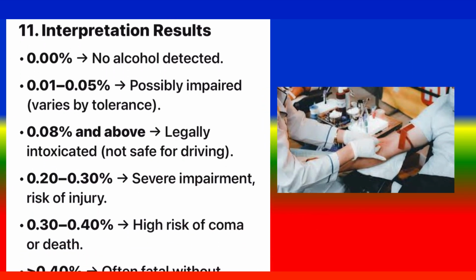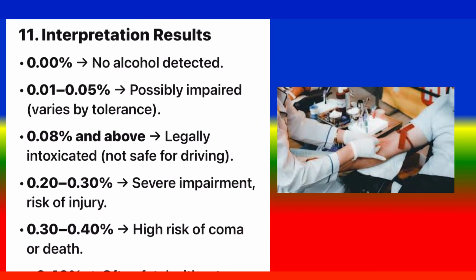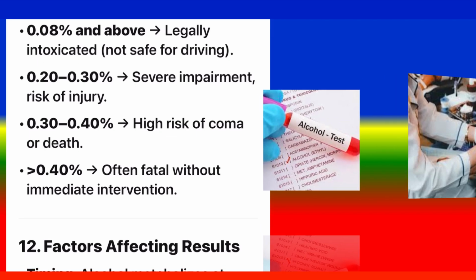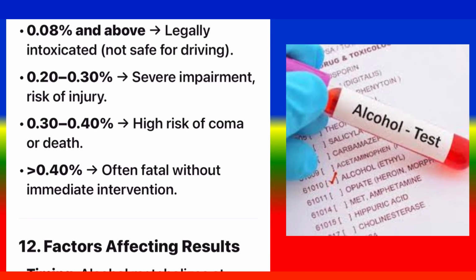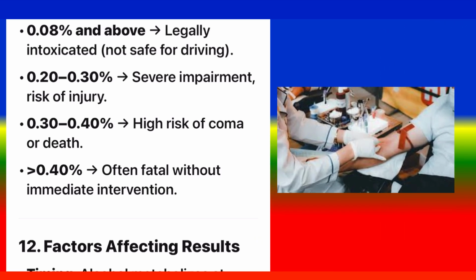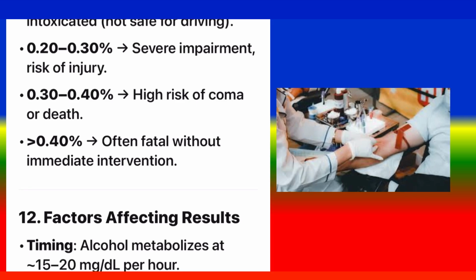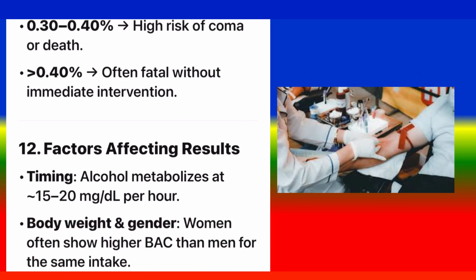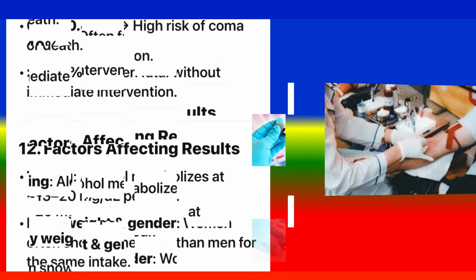11. Interpretation of results: 0.00%, no alcohol detected. 0.01 to 0.05%, possibly impaired, varies by tolerance. 0.08% and above, legally intoxicated, not safe for driving. 0.20%, severe impairment, risk of injury. 0.30%, high risk of coma or death. 0.40%, often fatal without immediate intervention.